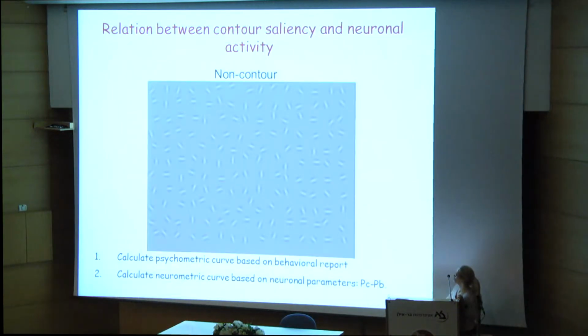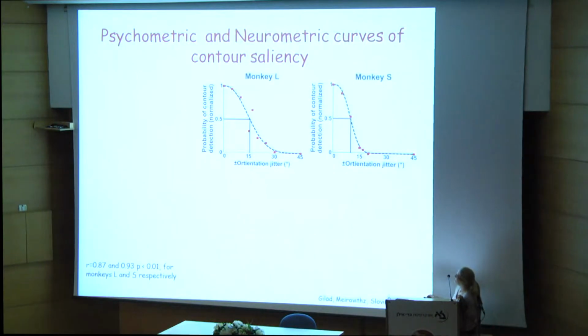And now we wanted to compute the psychometric and neurometric curve based on the animal behavioral performance and figure ground measure. So the psychometric curve shows the expected: as we increase the orientation jitter, the probability to detect the contour is decreasing. So zero orientation jitter means that the animal was actually seeing a contour condition, and so the probability to detect the contour is very high. But as we increase the orientation jitter, the probability to detect the contour was getting smaller and smaller. This is true for both animals.